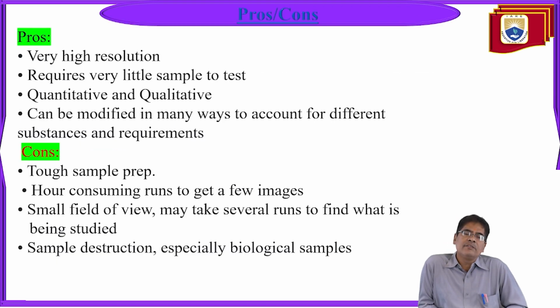So what are the advantages and the disadvantages of using transmission electron microscopy? The advantages are very high resolution, it requires only a very small sample for testing of that particular image, it is used for quantitative and qualitative analysis, and it can be modified in many ways to account for different substances and requirements. The disadvantages are the opposite: we need tough sample preparation, a lot of time is required to run a few images, a small field of view may take several runs to find what is being studied, and there is a chance of sample destruction, especially for biological samples.